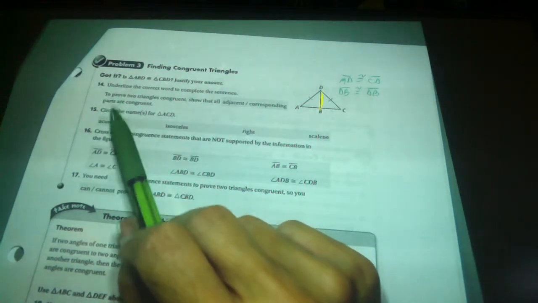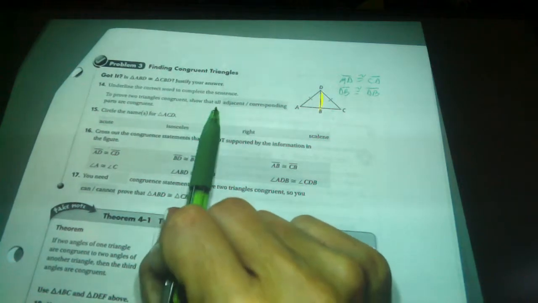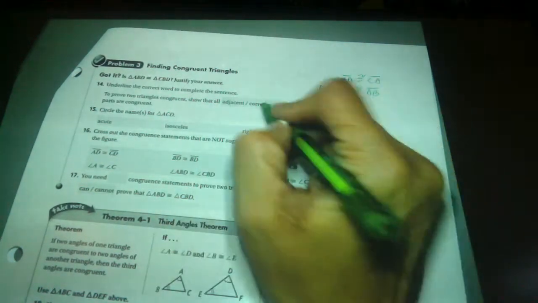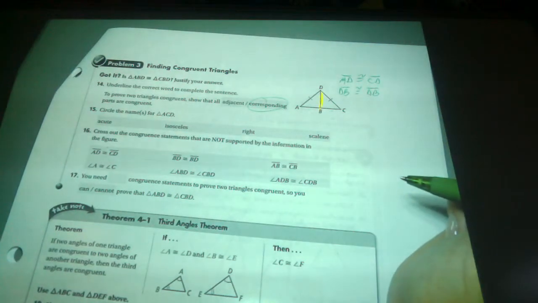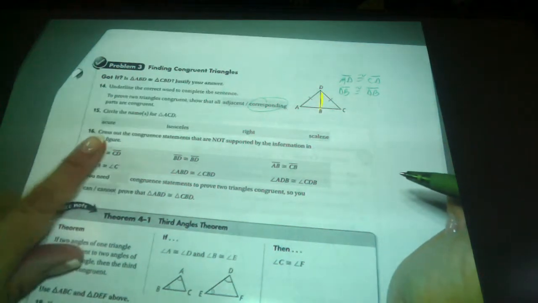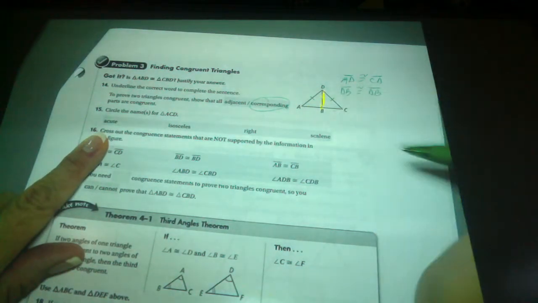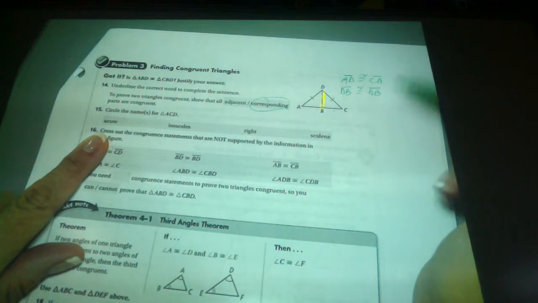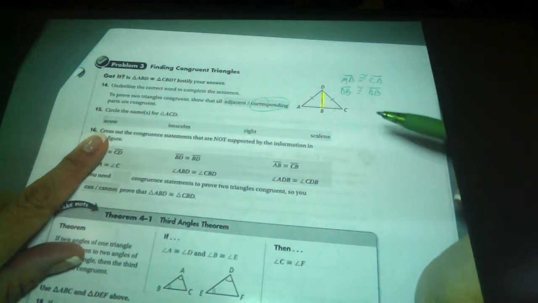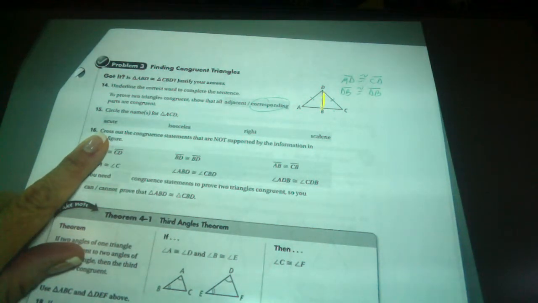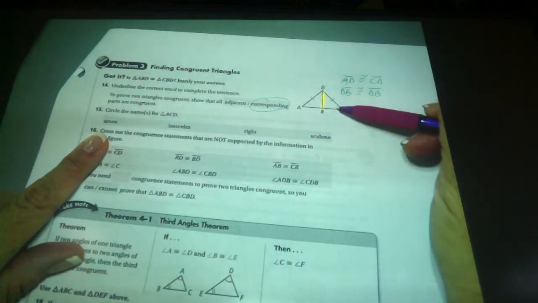So to prove two triangles congruent, you have to show that all what are congruent? Corresponding parts are congruent. So circle the names for triangle ACD. Is triangle ACD an acute triangle, and ACD is the whole big outside triangle? Is this acute? What's the definition of an acute triangle? All interior angles are acute. So is that acute? Yep, is that acute?